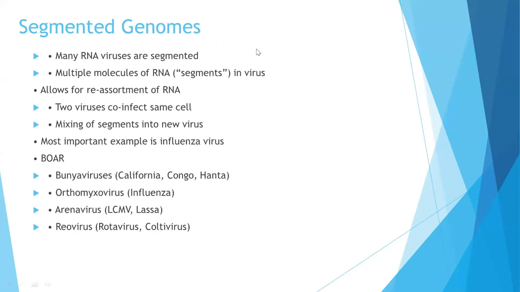Now we will also talk about segmented genomes. Many RNA viruses are segmented, meaning multiple molecules of RNA are present in the virus. It allows for the reassortment of RNA. For example, two viruses can co-infect the same cell, and the mixing of segments can form a very new virus. The most important example is the influenza virus, and other examples are Bunyavirus, orthomyxovirus, which can cause influenza, arenavirus, and reovirus. This is a very dangerous mechanism for human beings.